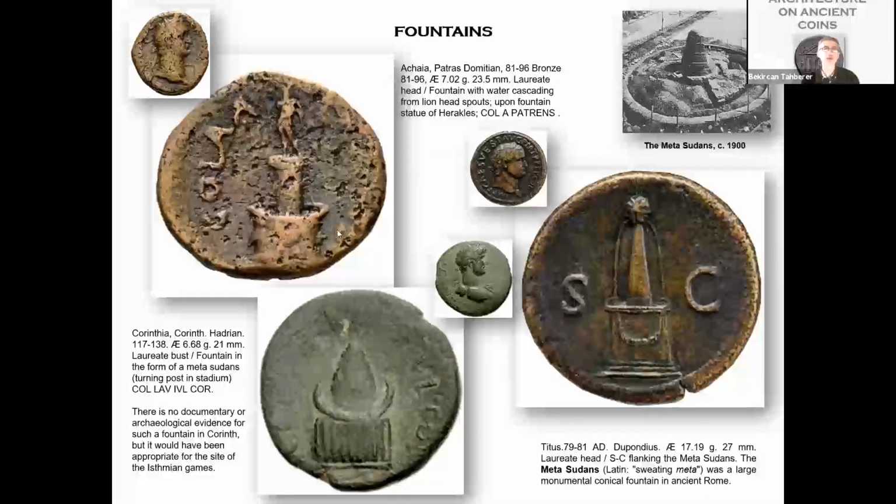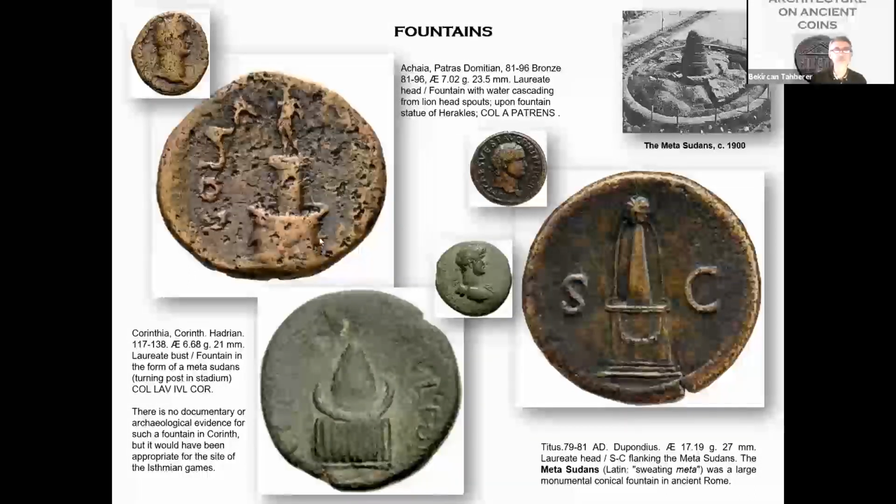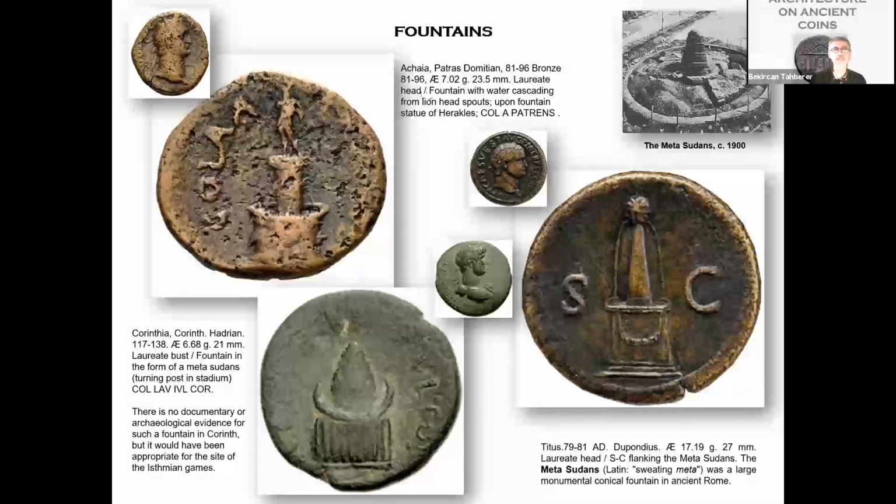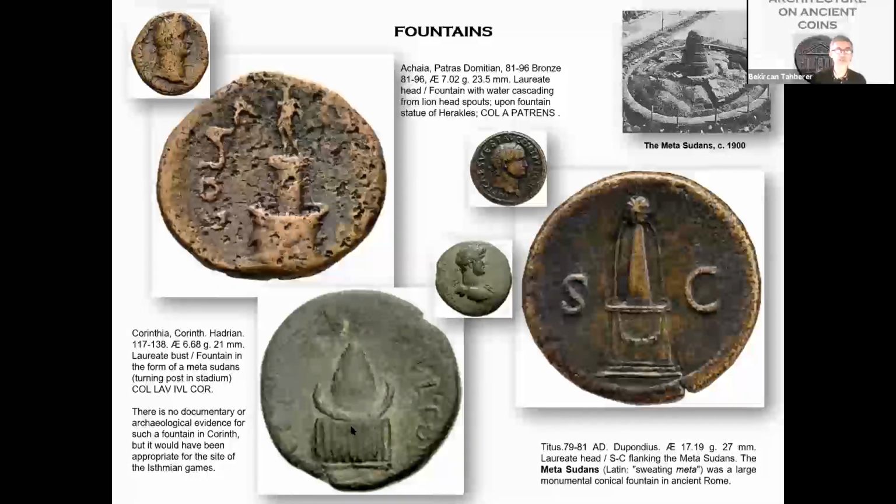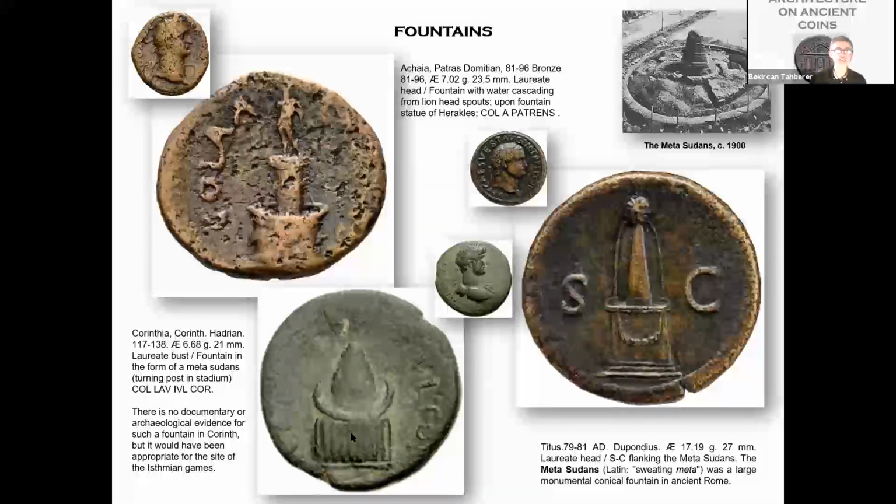And here is a coin from Achaia, South Greece, struck for Domitian, fountain with water running from two sides with the lion's head spouts. And here is another one from Corinth. It is believed that it is an imitation of the Metasudans in the city.